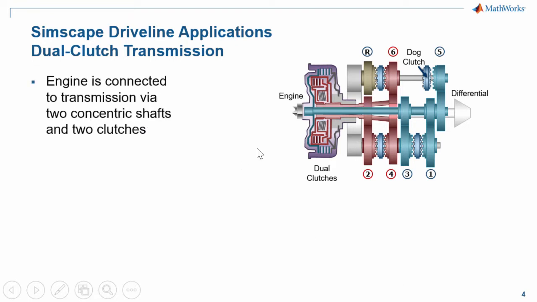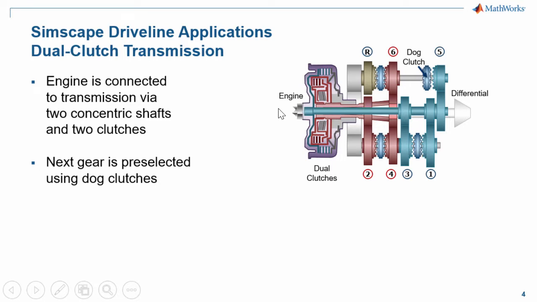Simscape Driveline can be used to model a dual-clutch transmission. In a dual-clutch transmission, the engine is connected to the transmission via two concentric shafts and two clutches. Dog clutches are used to pre-select the next gear to which the transmission will shift. When the transmission is in first gear, this dog clutch will slide over to the right.